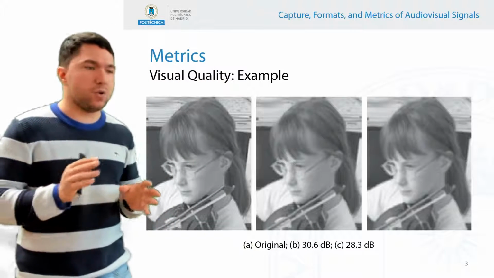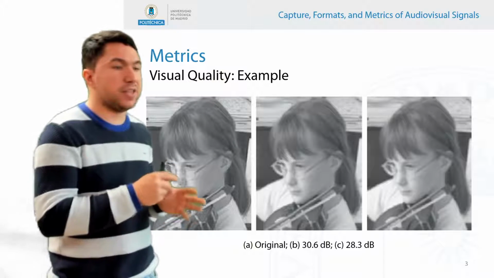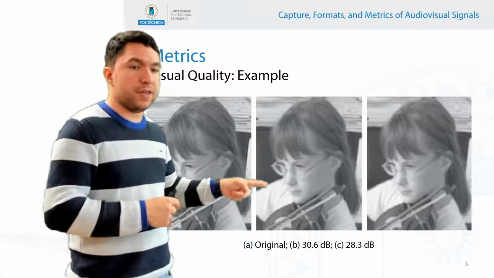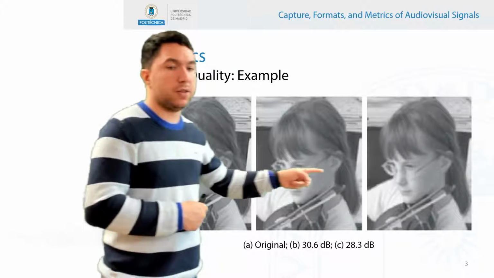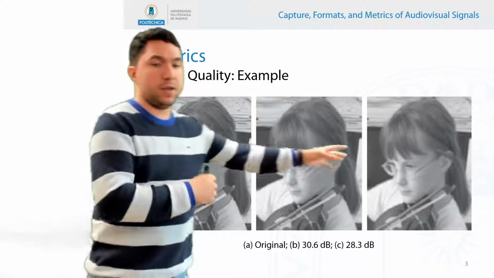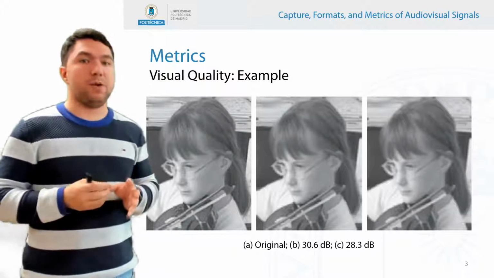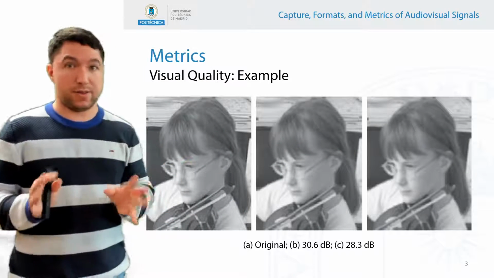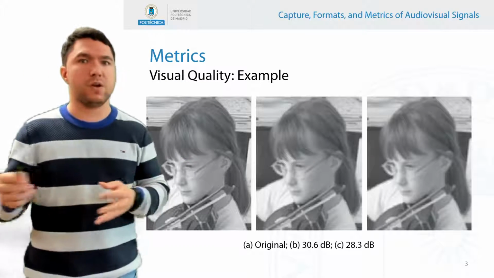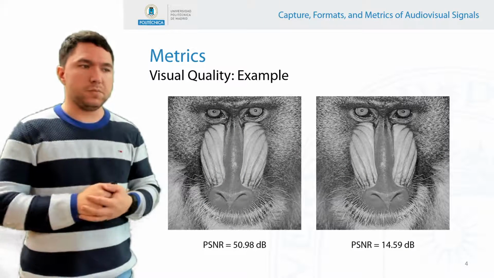We can look at these images and see that the details in this picture are better than the details in this other picture. This last one is a little bit smoother than the other one. We have lost more details because of this compression process.